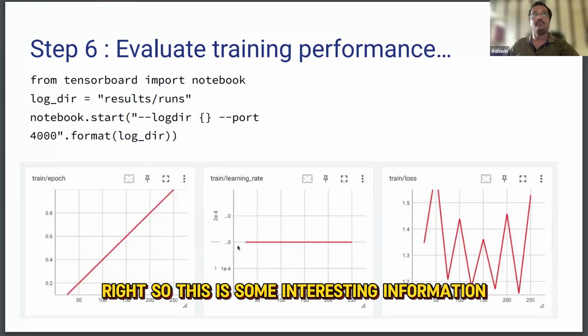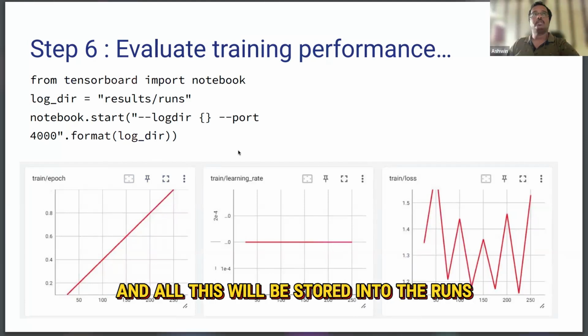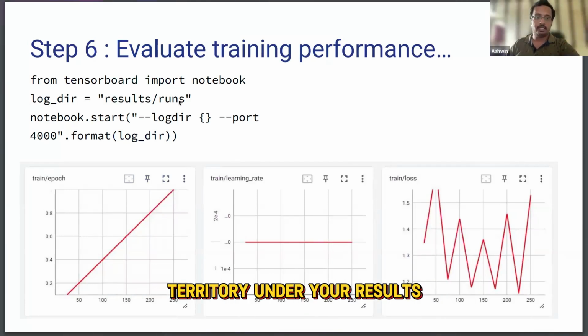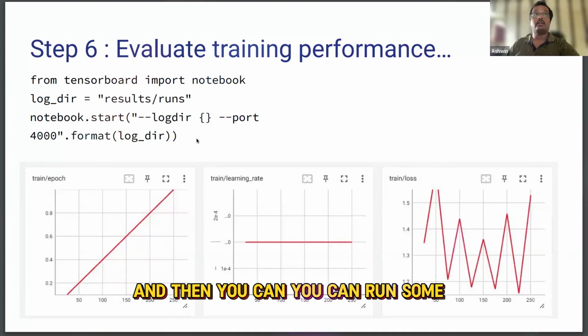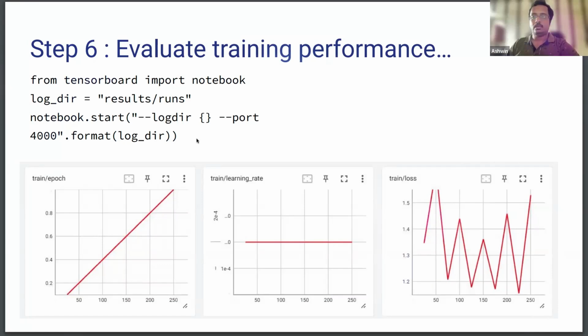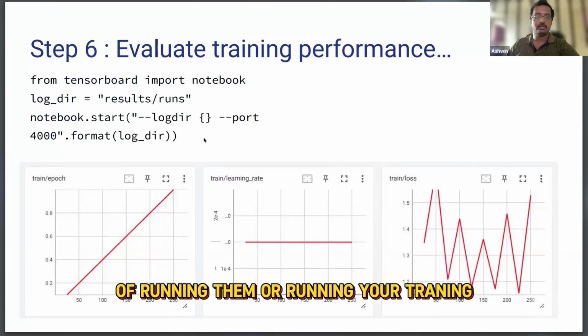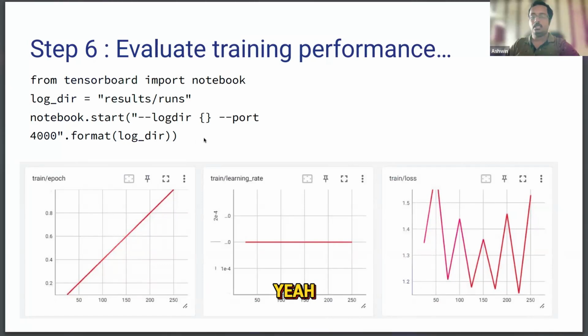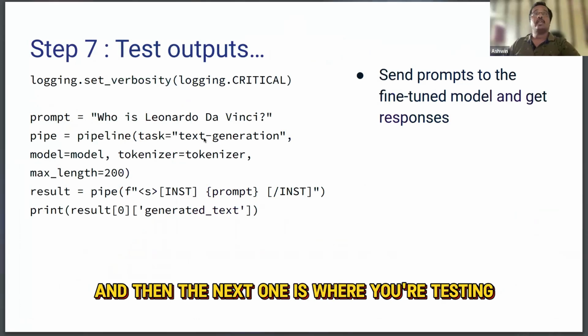So this is some interesting information, and all of it will be stored in the runs directory under your results. Then you can run some charts, or TensorBoard charts, on this to see the outcome of running your training. And then the next one is where you're testing the outputs.